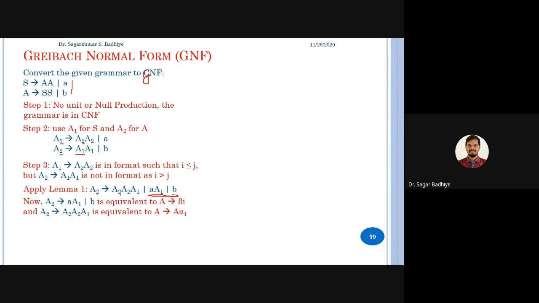This is equivalent to A derives to beta A, that is, these are the beta rules. And A2 derives to A2 A1 is equivalent to A derives to A alpha 1. Then there can be A alpha 2, there can be A alpha 3, but here there is a single rule, so this is only alpha 1, right? So it is equivalent to this.